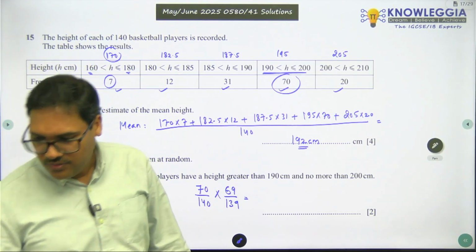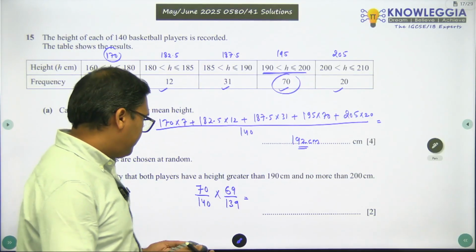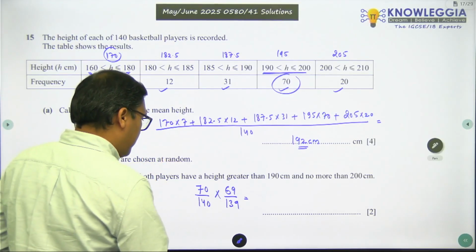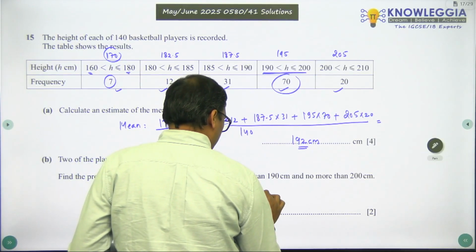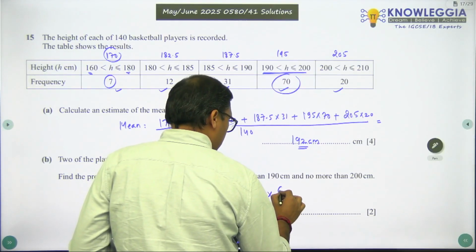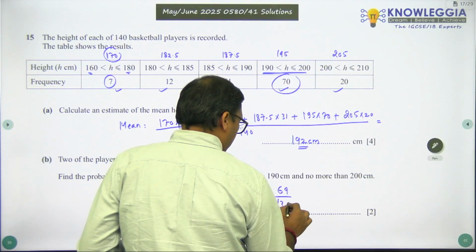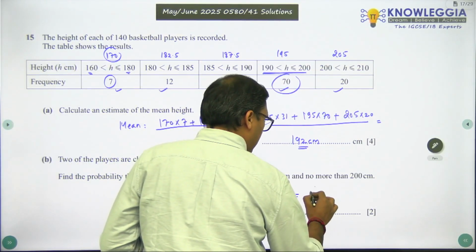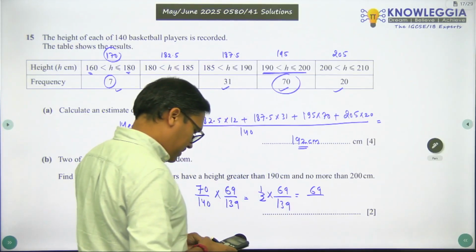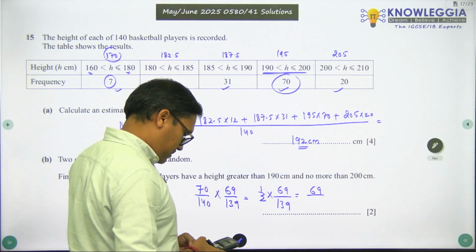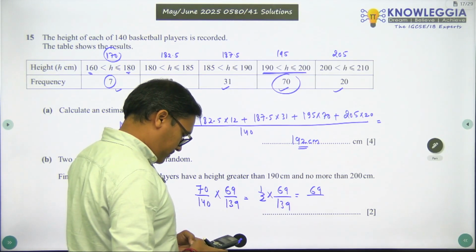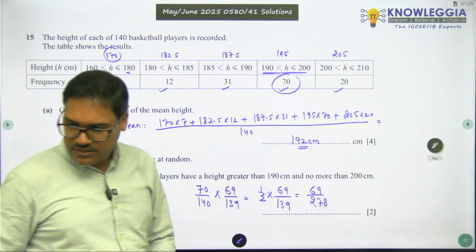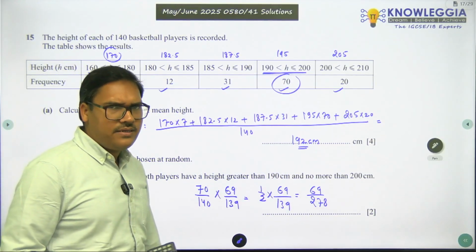Okay, so let's see what the answer is. In fact, this is 1 by 2. You can directly say this is 1 by 2 into 69 upon 139. So let me check the answer. 69 upon 139 is 278. There is no common factor. So you can see the answer is 69 upon 278 for this question.